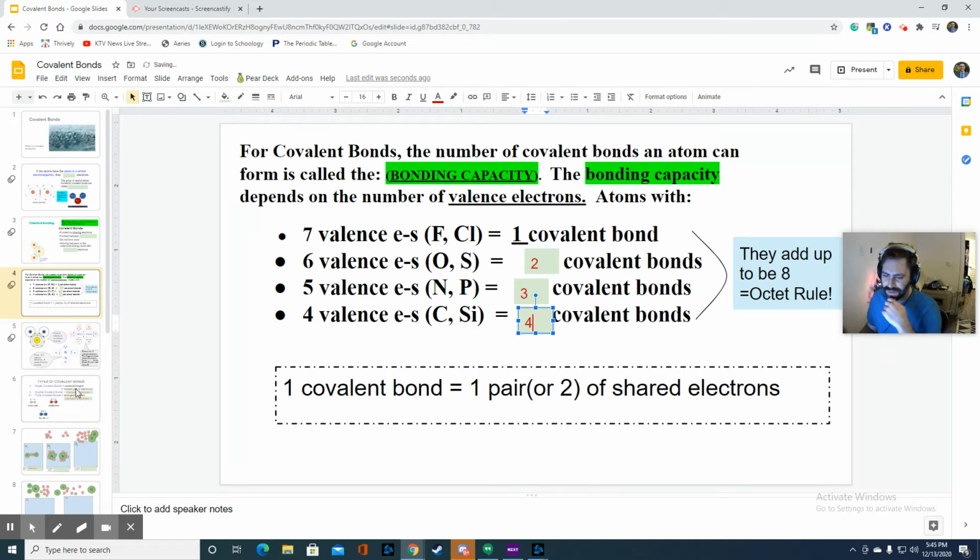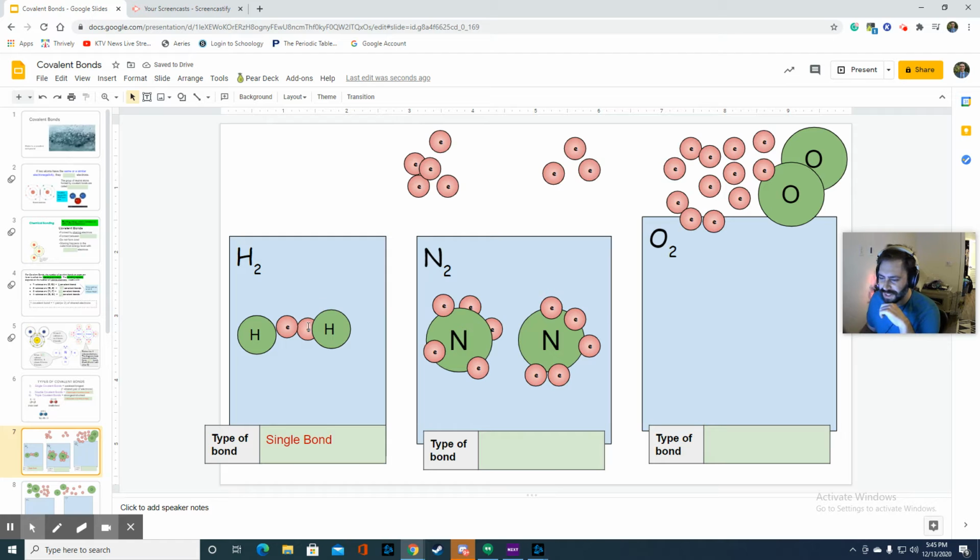4 covalent bonds. All right. Hydrogen was the exception because hydrogen only has 1 valence electron. So let's pair some electrons up here. I'm just taking them from the nitrogen from each one and pairing them up, so they kind of kiss, kind of touch.